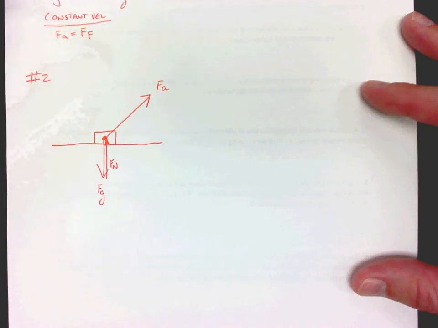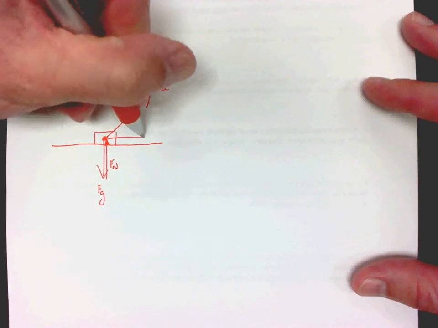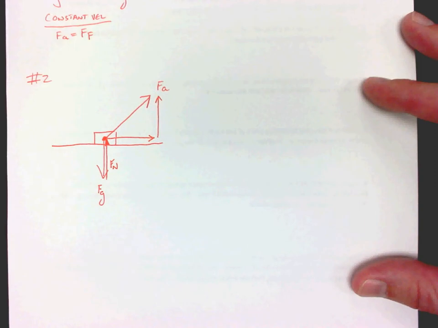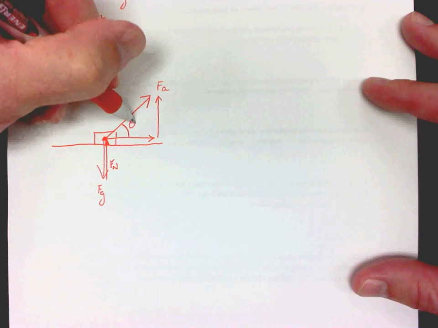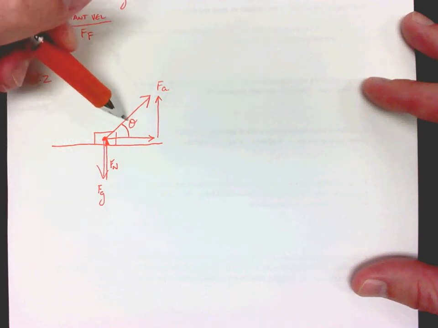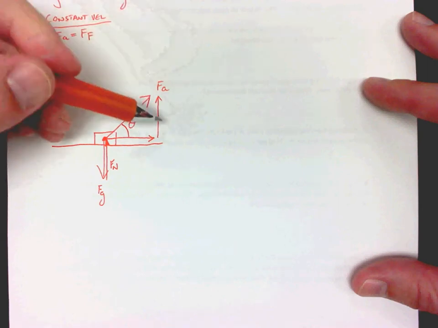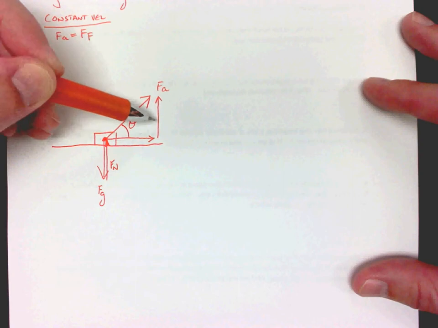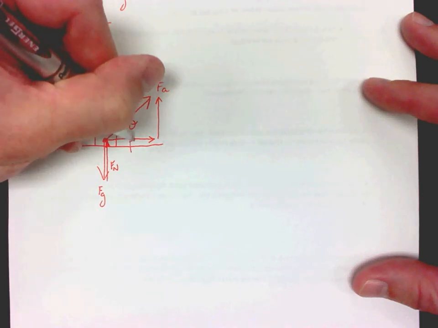Either way is fine. I think we've done enough triangle work by now that we've got this right triangle that's going to develop here. Fa is being applied at an angle, so I'll put theta here. And because it's being applied at this angle, it means there's going to be a component in the x direction and a component in the y direction. So we can actually name these two forces as well. This force here, because it's parallel to the surface, is called Fp, force parallel.